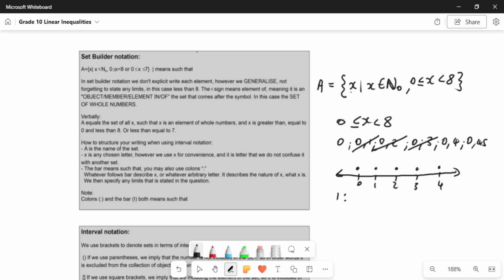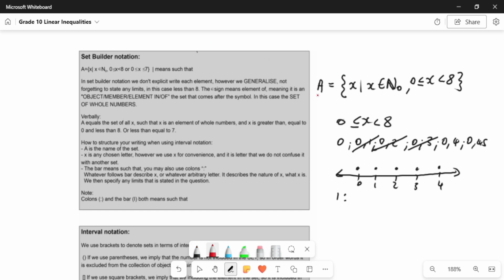Whatever letter you use, let's say you used y, whatever follows this bar describes what A is. It describes that A is coming from this special set, right? The nature of it. And then we describe what the limits are. The lower limit is what? That it must be greater than or equal to 0, and the upper limit, it must be less than 8. That's what we mean by limits.